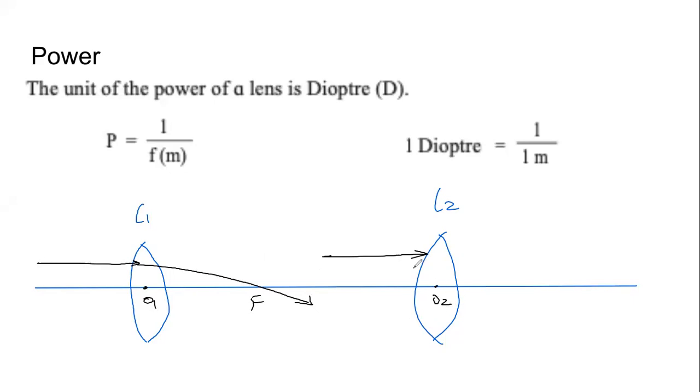If I tell you that the power of lens 2 is more than the power of lens 1, what will happen? Lens 2 will bend the light more or less? What should happen? If the meaning of power is capacity to converge or capacity to diverge, and then I tell you that the power of lens 2 is more than the power of lens 1, what do you think should happen? Lens 2 will bend the light more or it will bend the light less?